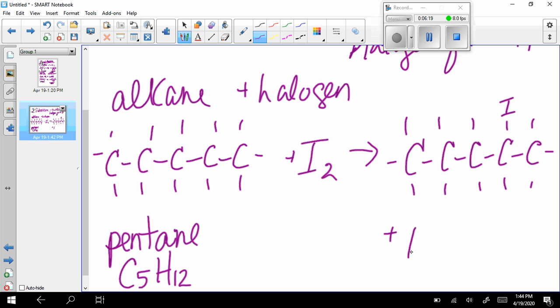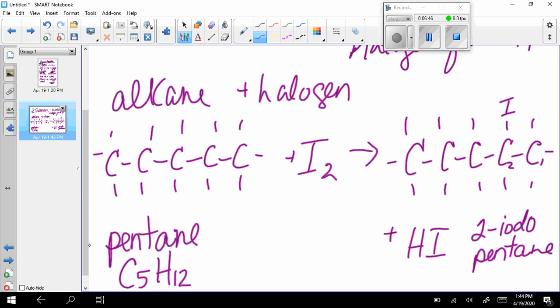Now I took the H off, so the H is going to go with the other I, because over here, remember, I had 2 iodines, only 1 switched in. And then the name of this molecule that I drew, I would have to number from this side, because you always want to number from the shortest side. So this would be 2-iodo and then pentane. So the second carbon got the iodine, so that's what it would be.